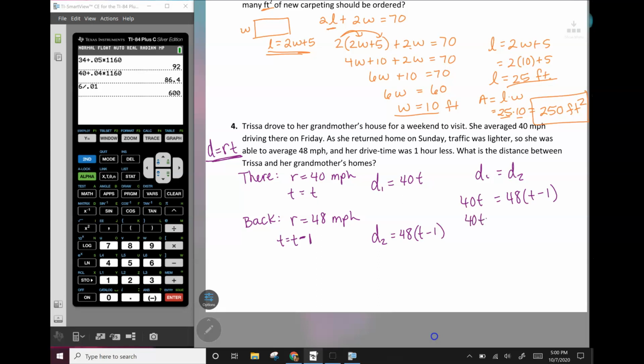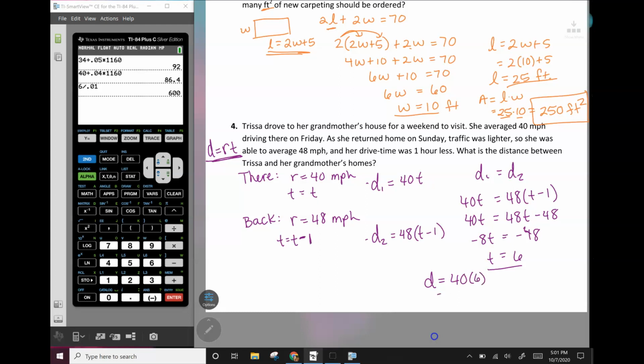So 40T equals 48T minus 48. I am going to subtract that 48T, so negative 8T equals negative 48. Divide by negative 8, so T equals 6. Now, we're looking for the distance between Trissa and her grandmother's home, so we're going to plug that T back into either one of these equations to figure out how far it actually is. So D equals 40 times 6.